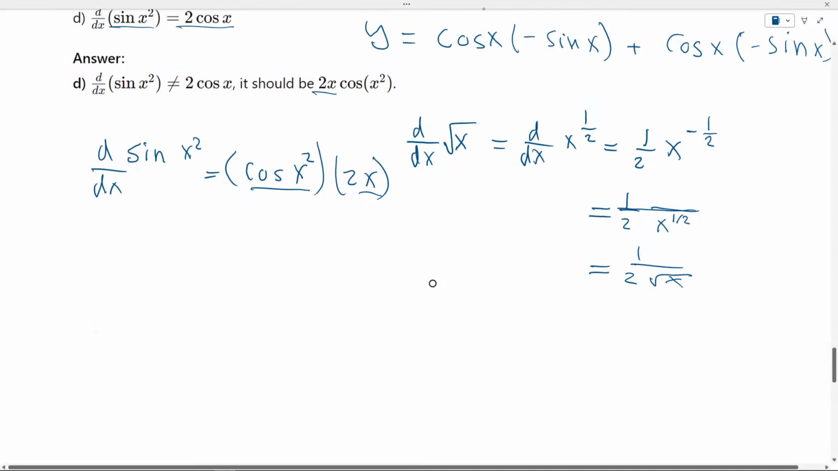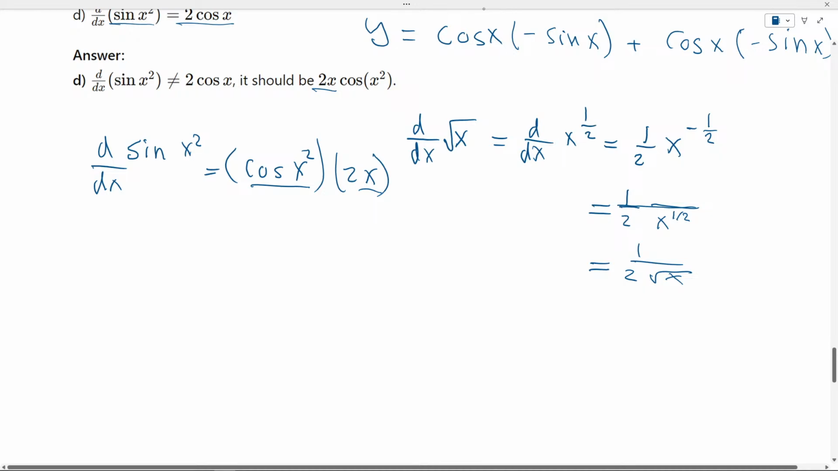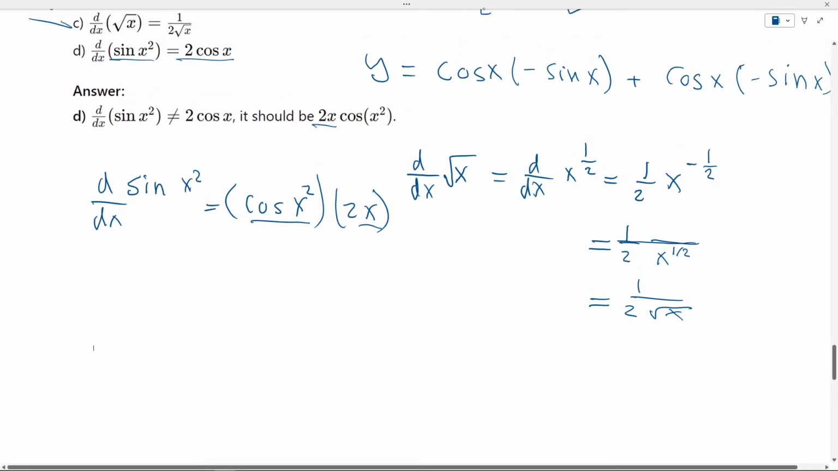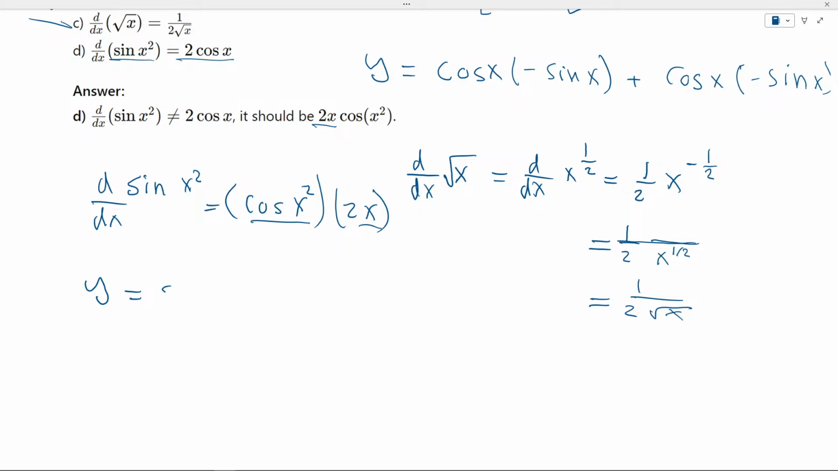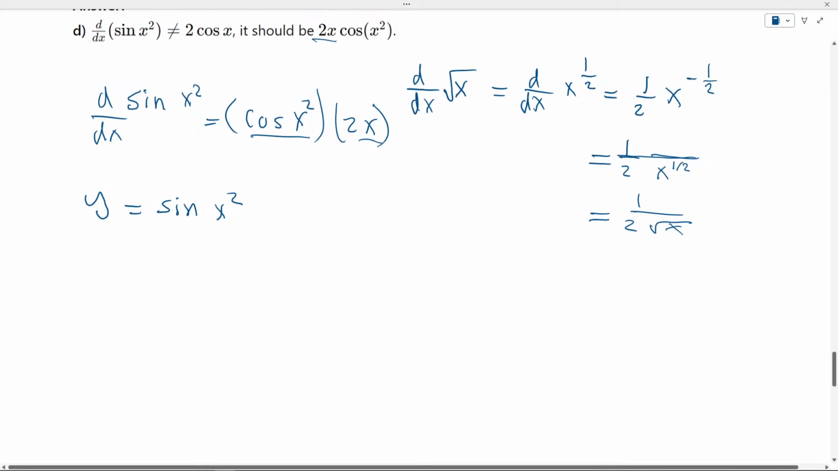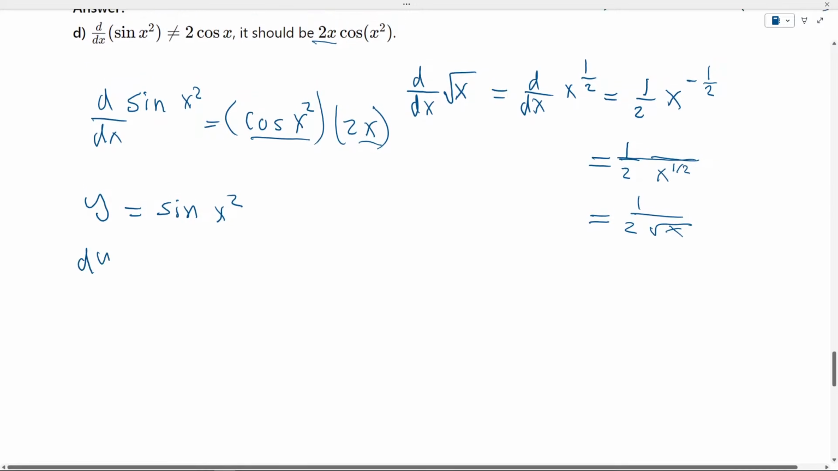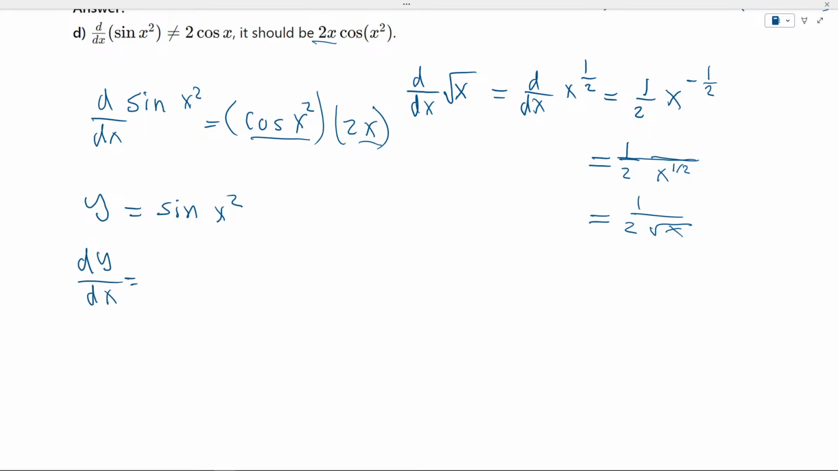So how did I do this? Let me do it step by step, very slowly. If you already know it, you can skip the video. So y is equal to sine x squared, and I want to find dy with respect to dx. We know that the derivative with respect to x of sine x is equal to cosine x. We know this.